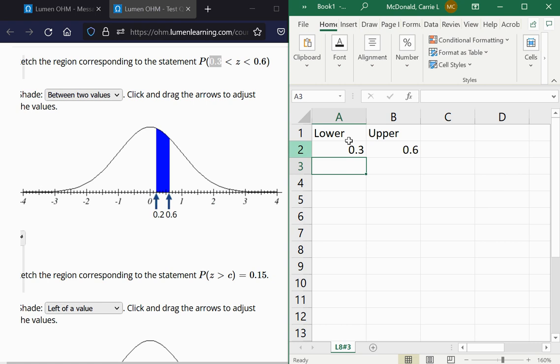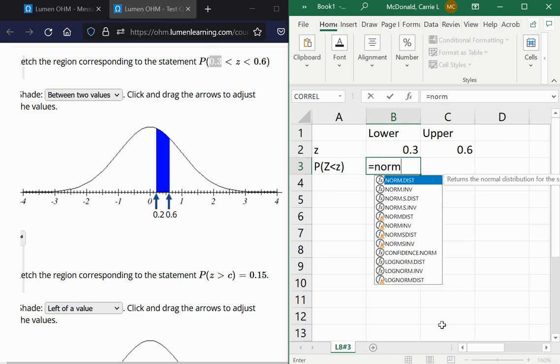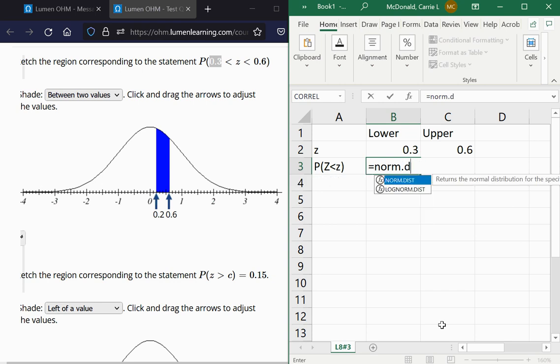Okay. Now, what we can also do is just move this over, and those are our z-scores, but what are the probabilities that go with those? So what's the probability of getting something that's less than 0.3, for instance? And then what's the probability of getting something that's less than 0.6? Getting the probability of something that's less than 0.3, we use norm.dist, the cumulative distribution function, with the boundary of 0.3 first, then the mean of 0 because it's a z-score, and the standard deviation of 1 also because it's a z-score.